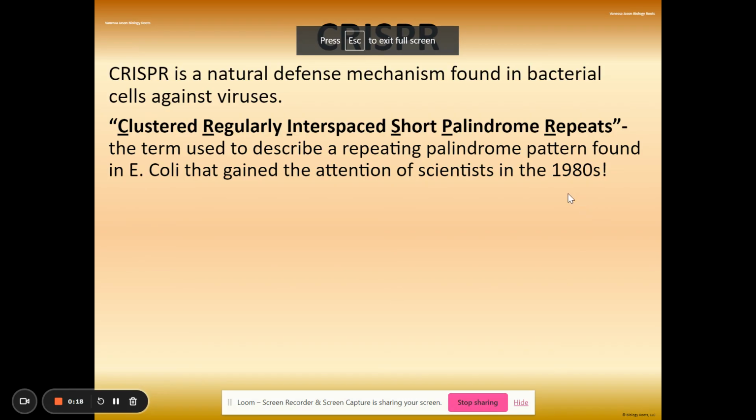So CRISPR stands for Clustered Regularly Interspaced Short Palindrome Repeats. It is a natural defense mechanism found in bacterial cells, mainly E. coli bacterial cells back in the 1980s.